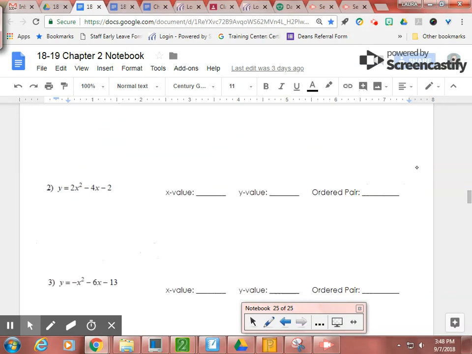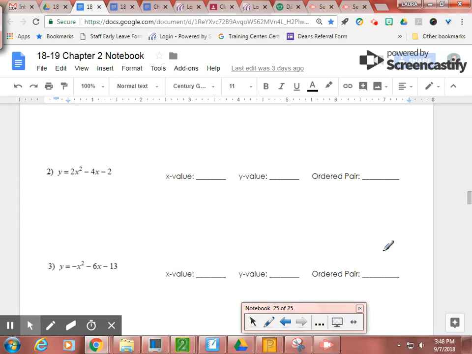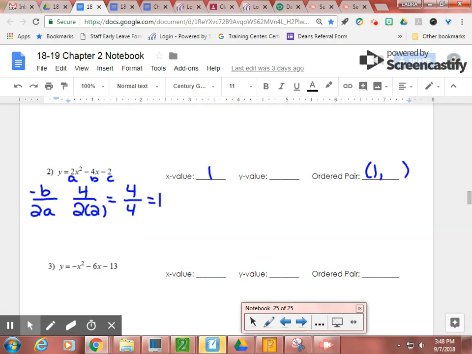All right, let's look at another one. Label your a, b, and c to begin with. So our x value is going to be negative b over 2a. So negative b, it's already negative 4. So we're doing the opposite of that. So positive 4 divided by 2 times 2. So that's going to be 4 over 4, which is 1. So our x value is 1. We can already put in our ordered pair 1 comma something.